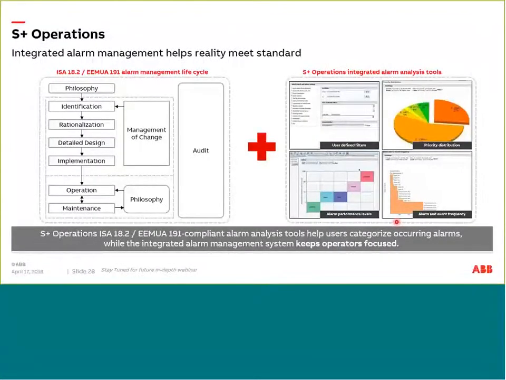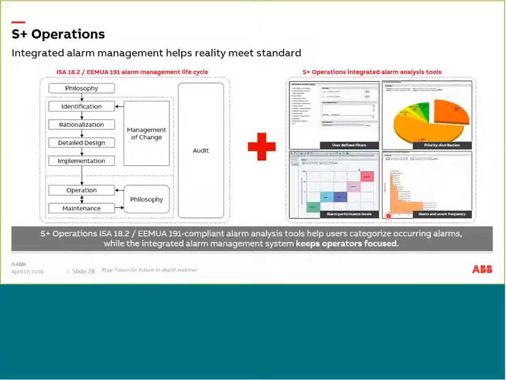So what we do with S+ operations is we take the should-be and try to convert it to as-is. So we have tools and software. Within the software, we have reports that come out of the box to help you get closer to the should-be situation. A couple of reports that I can talk about here: one is priority distribution. Now I can see, for the time window that I'm interested in, what my priority distribution is. Do I have more of priority 1? Do I have more of 2 or 3, or how many priority groups do you have?